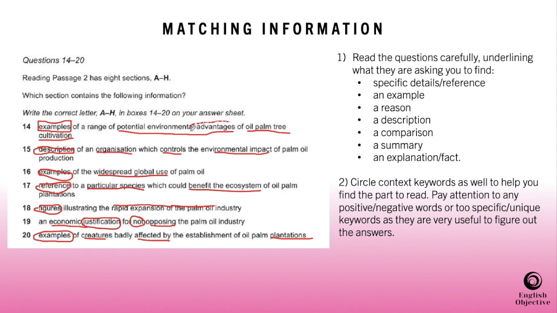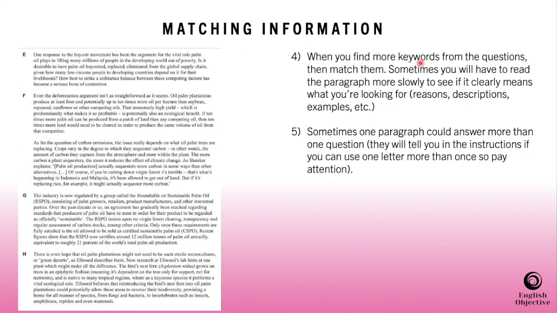So we've got advantages, so that's positive. Then I have something about this organization, but they don't say anything about organization. It's about the global use, but they don't really say the use around the world. To benefit the ecosystem, again, that's another very positive point. The one about numbers, we did it. The one about the animals affected, we did it. Sometimes you have to read the paragraph more slowly to see if it clearly means what you're looking for. Okay, that's the important bit. But in this case, I couldn't find anything.